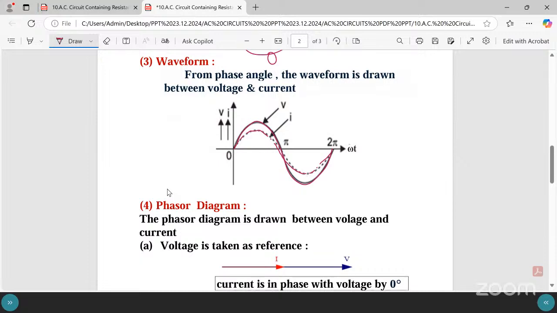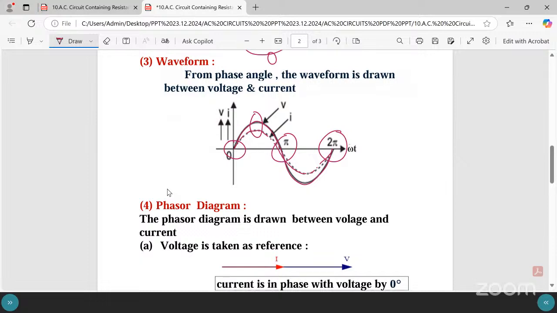Now check: current starts at 0, voltage starts at 0. See this one, 0 minus 0, 0. Now these are the same. Voltage reaches 90, and immediately current reaches 90. 90 minus 90, 0. Now voltage reaches 180 degrees, current also reaches 180 degrees. What is the answer? 0. Now voltage reaches 360 degrees, current also reaches 360 degrees. Is it satisfied? Yes, this is called a waveform.